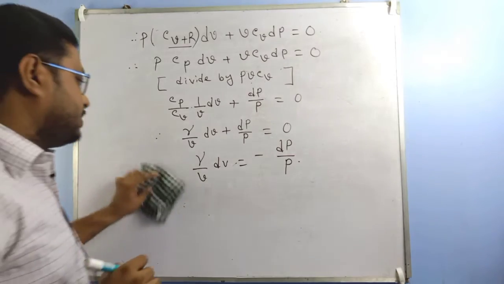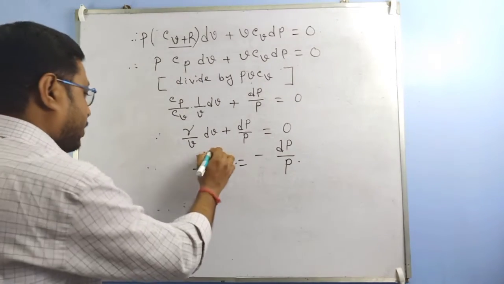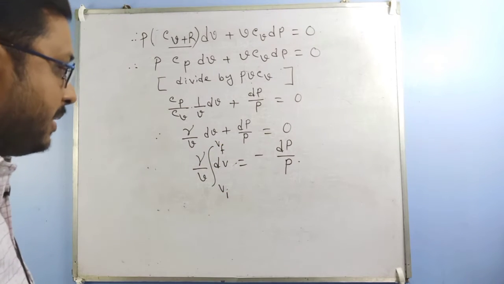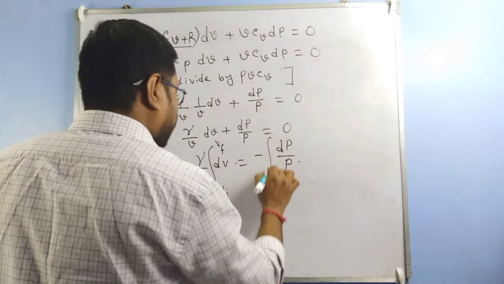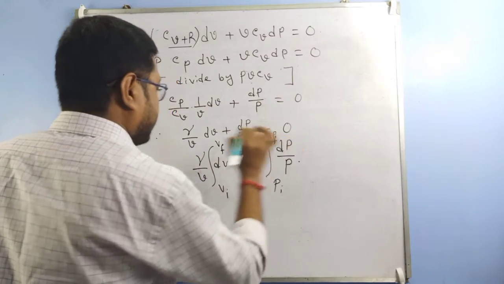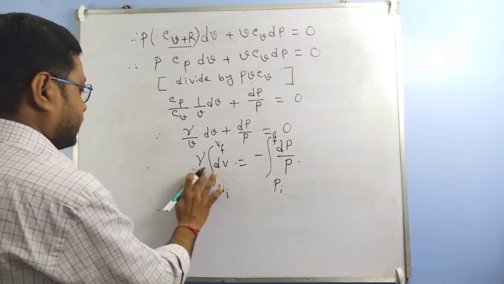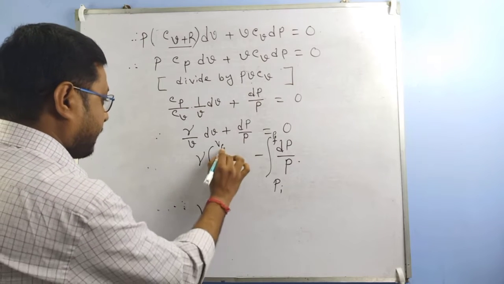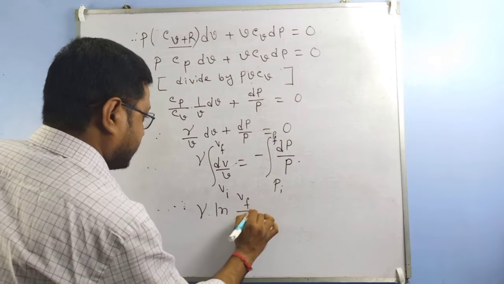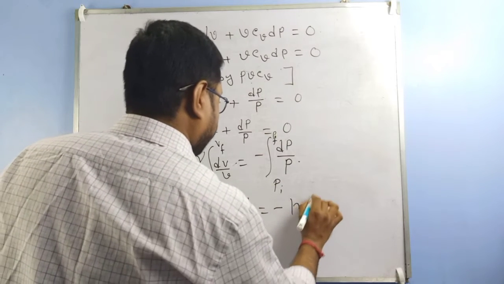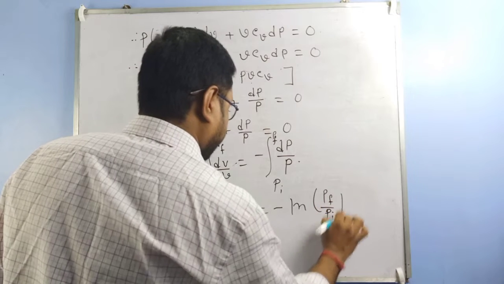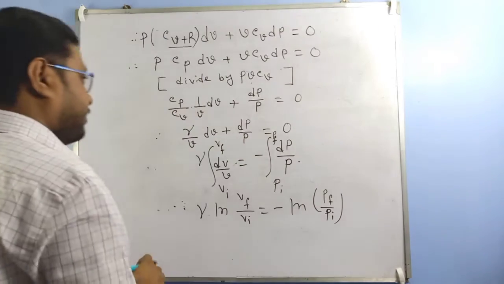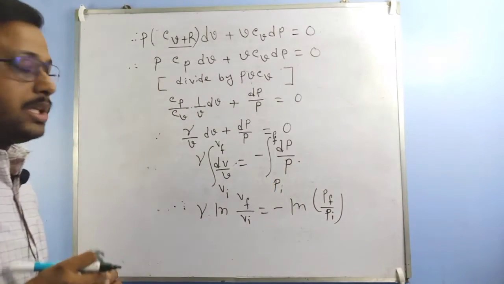Now if volume changes from Vi to Vf, where i stands for initial and f stands for final, and if pressure changes from Pi to Pf, therefore we can get gamma ln Vf by Vi is equal to minus ln Pf by Pi. Write this down.